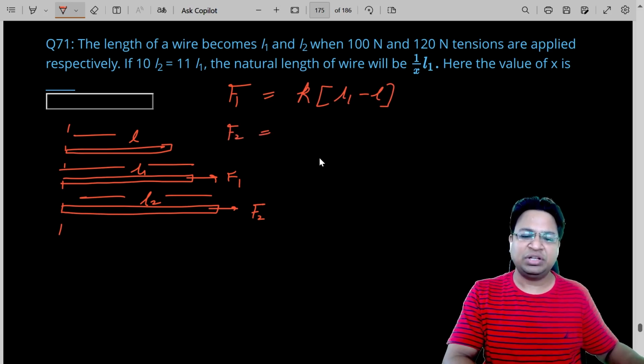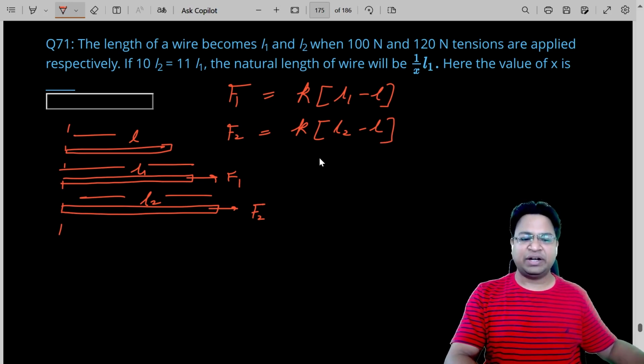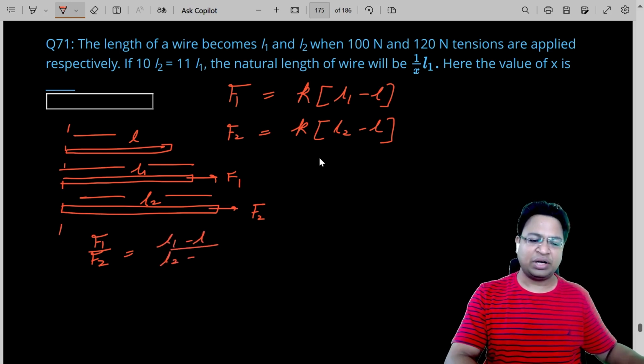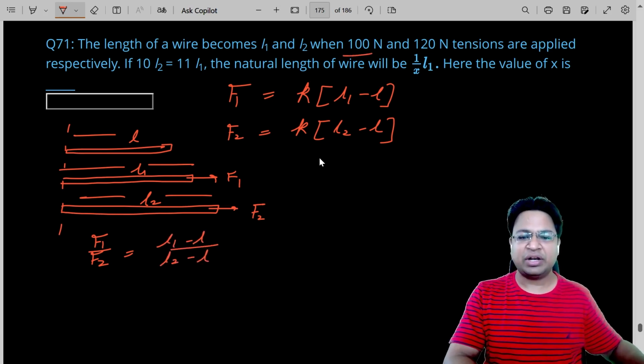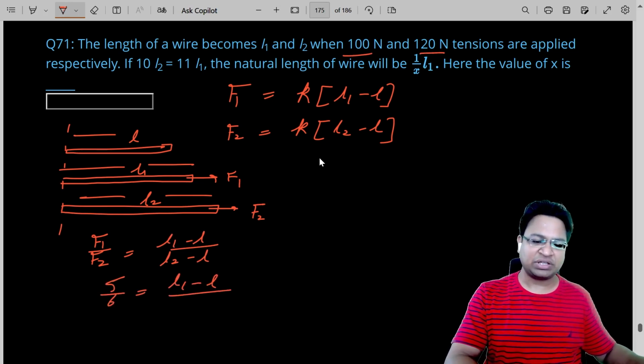Similarly, F2 should have been equal to K times (L2 minus L). Now the question is asking us for the natural length. So we'll divide these. When we divide, F1 upon F2 is equal to K gets cancelled, so (L1 minus L) upon (L2 minus L). F1 was 100, F2 was 120. So 5 by 6 is equal to (L1 minus L) upon (L2 minus L).